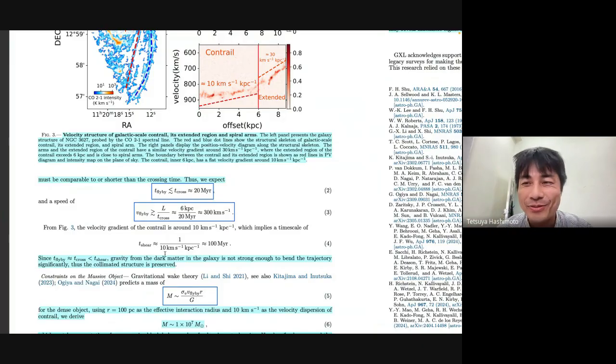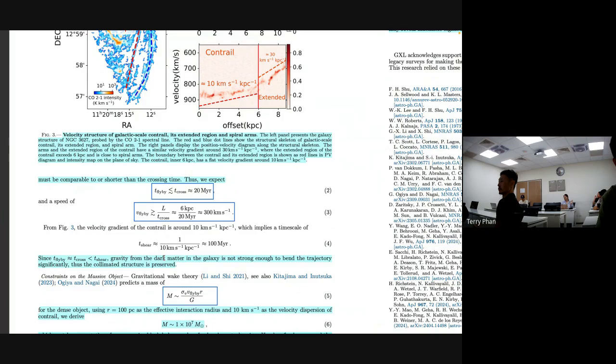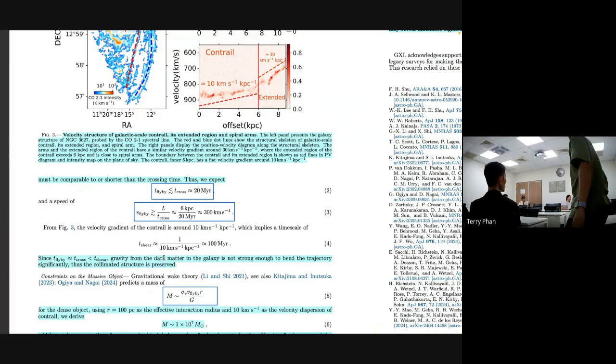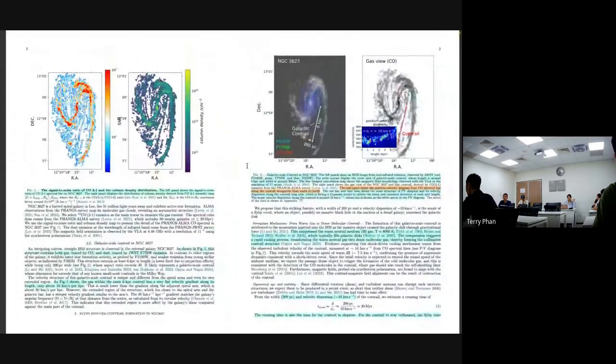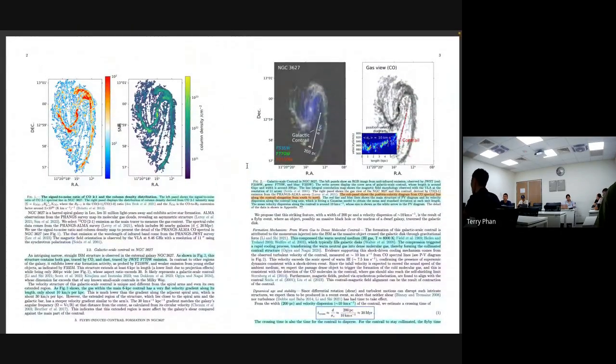Okay, anyway, thank you for the interesting paper. Thank you. Are contrails usual features of spiral galaxies? They say it's not usual. They just mention it. How did they mention it? They say it's a particularly unusual feature.